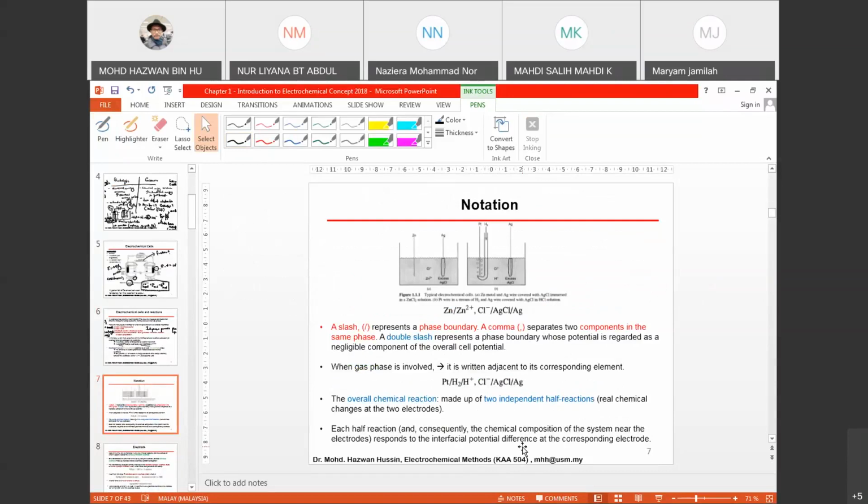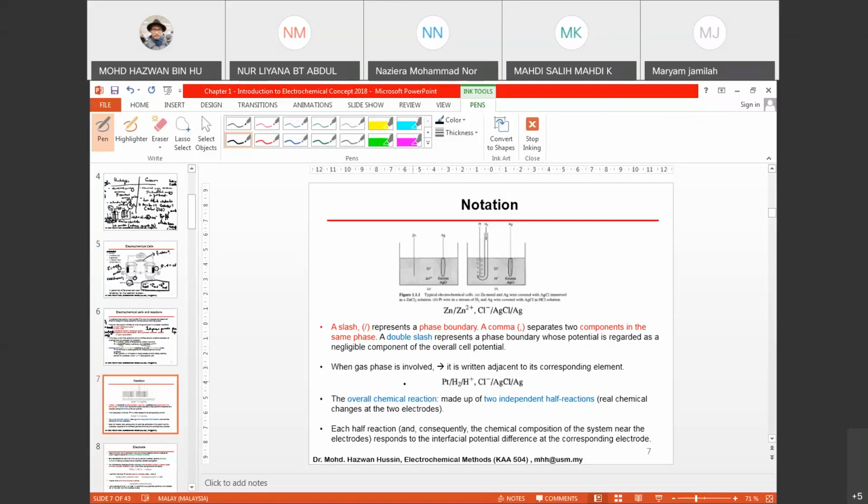So cell notation is also important for you. Maybe it's just a recap of what you have learned before. You know that in those days, you have this notation. It is used to tell you what would be the anode, what would be the cathode, and what would be the process and products that it produces. Slash represents the phase boundary. Comma separates the two components in the same phase. And double slash represents the phase boundary whose potential is regarded as negligible.